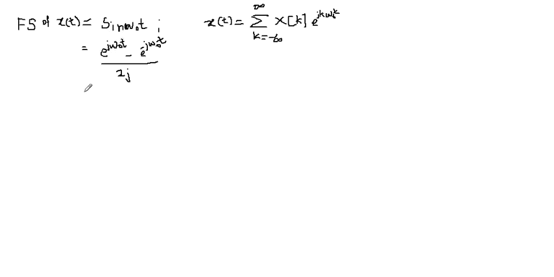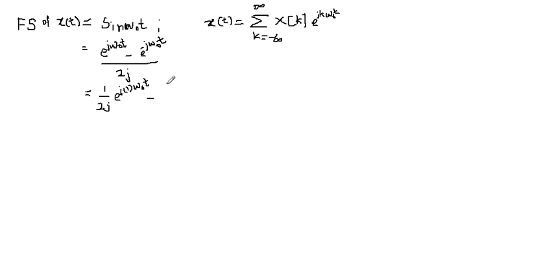Now we go for rearranging these terms. So we can write the first term as 1 by 2j, and this e raised to j, to get it to the form e raised to j k omega naught t. So let's write this one as 1, then omega naught t. If I write in this way, there is no change between this term and this.